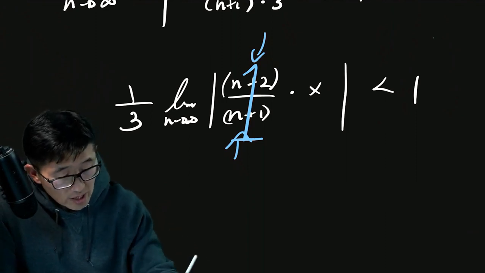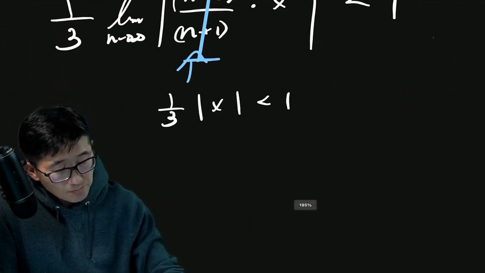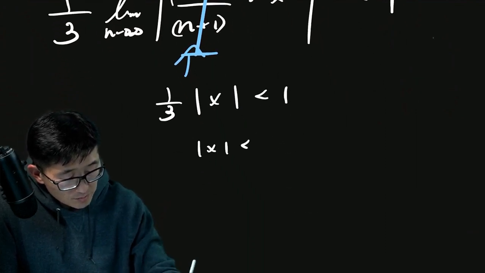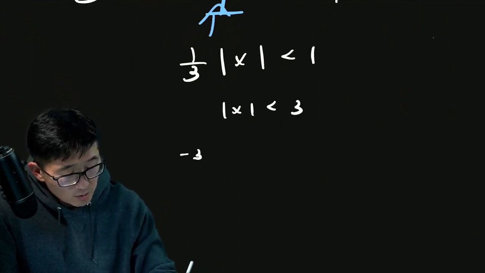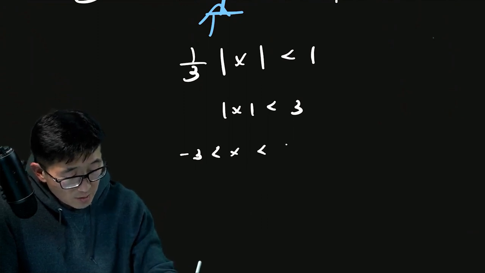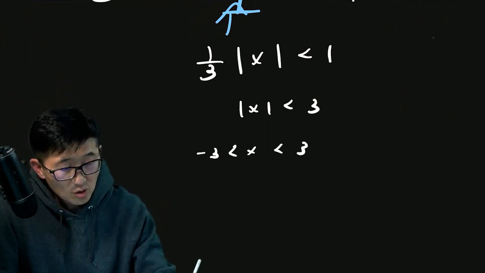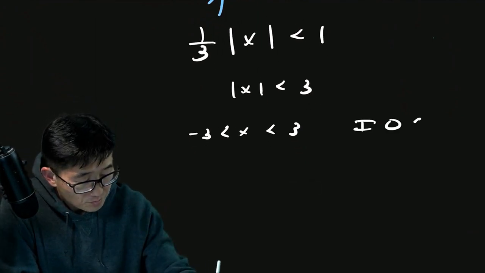So what do we have left? 1/3 absolute value of x less than 1. Multiply 3 to both sides. And now the absolute value of x less than 3 means x must be between -3 and +3, so -3 less than x less than +3. This is your interval of convergence, your IOC.